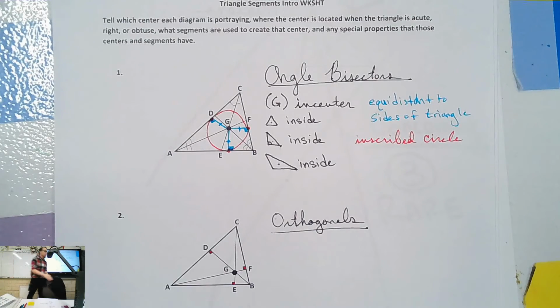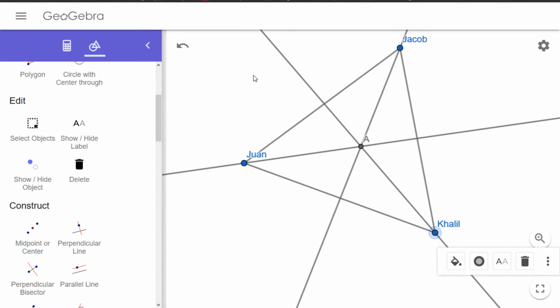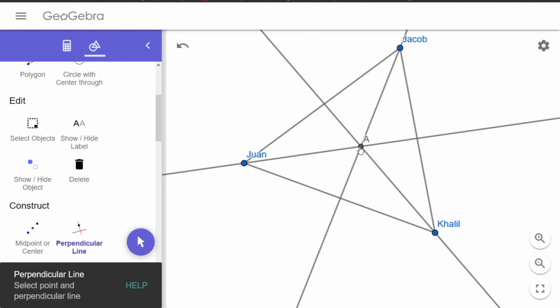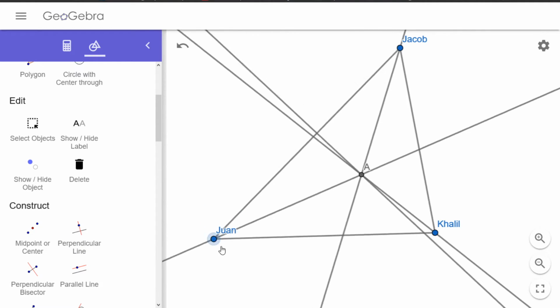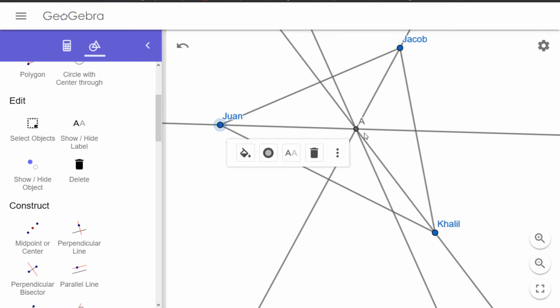Let me show you what this looks like on GeoGebra. So check it out. Here's our triangle. Now, to measure the distance, so I know how to make my circle, I need to make a perpendicular line. So I'm going to go from A to here, and that hits it at 90. So let me stretch this out so you can see this a little bit better. Right? From here to here is 90 degrees. Do we see that? Yeah.